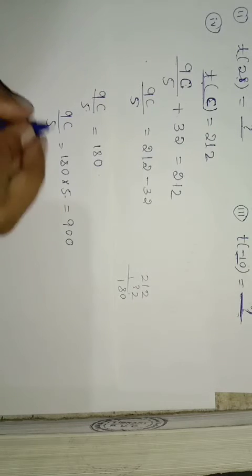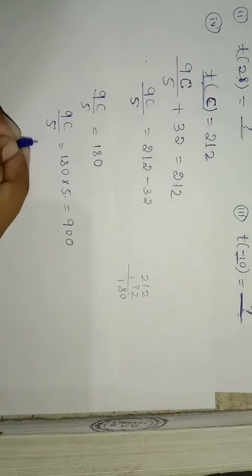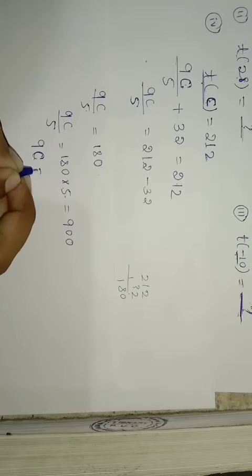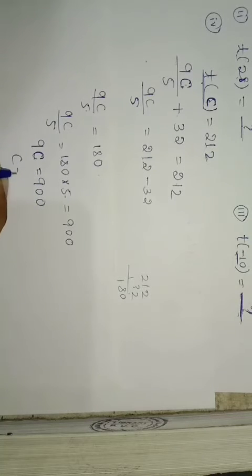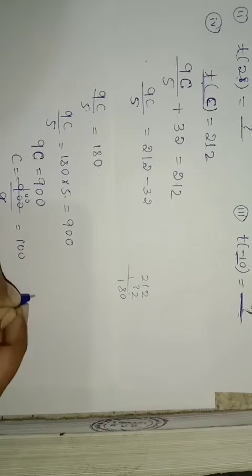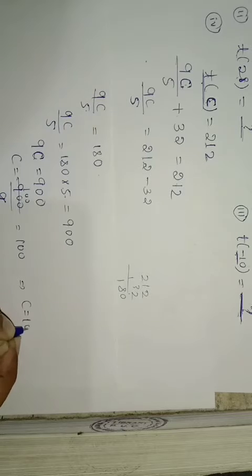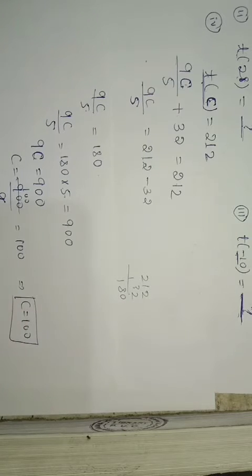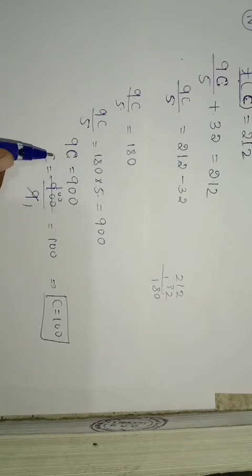So 9c will be 900. So c is equal to 900 divided by 9. 9 1s are 9, 100s are. So what will be the c value? C is equal to 100, we got. So this is how we calculate this type of question. Now I'll discuss the last one.